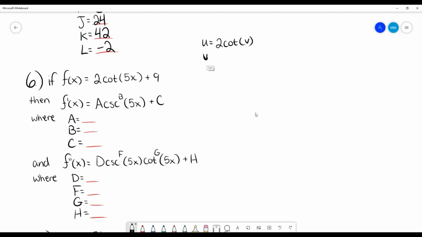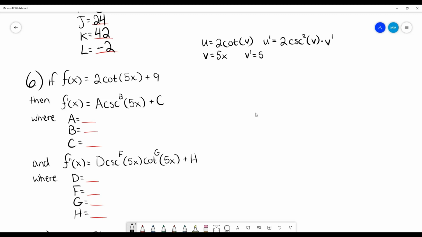And then our inside is going to be 5x. Well, we know that the derivative of our chain is going to be the derivative of our outside, which is just, let's see, it's 2. Derivative of cotangent is cosecant squared. And then times the derivative of our inside. Derivative of our inside in this case is just 5.